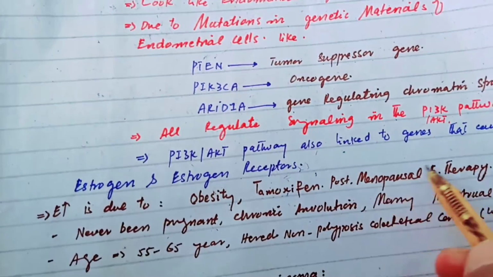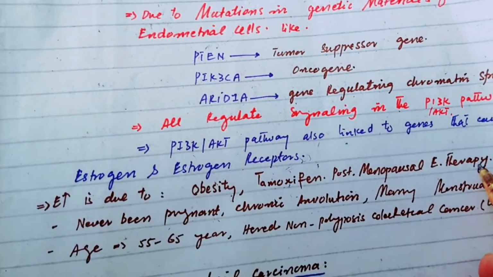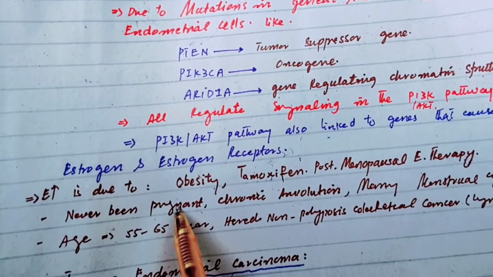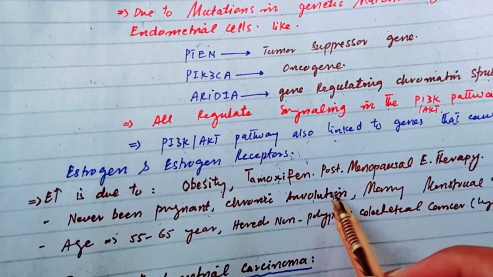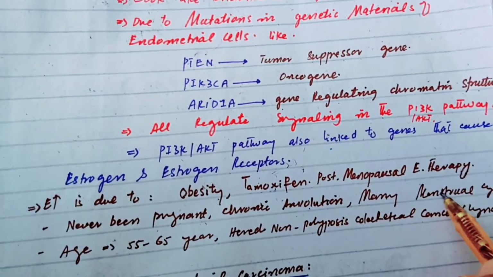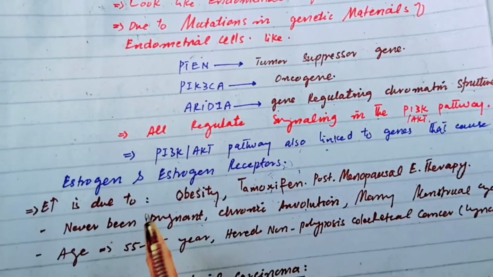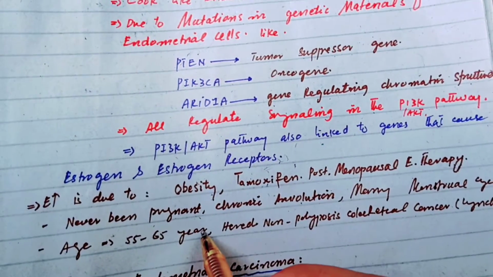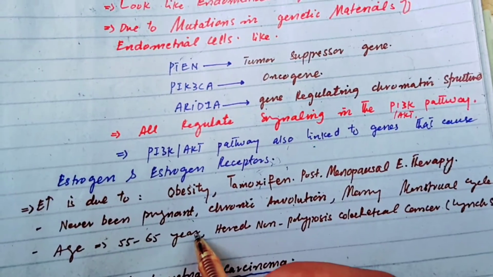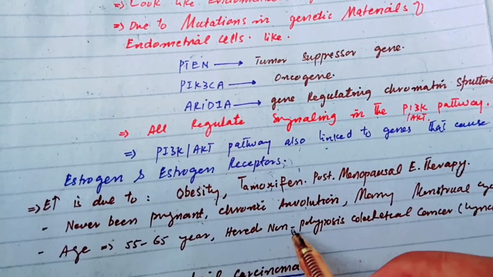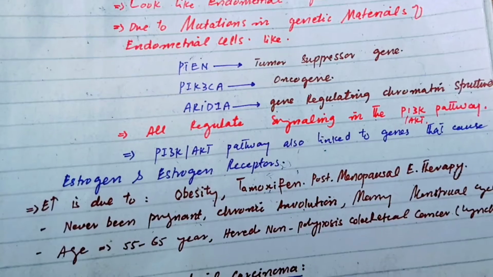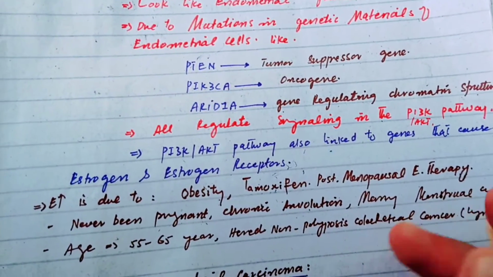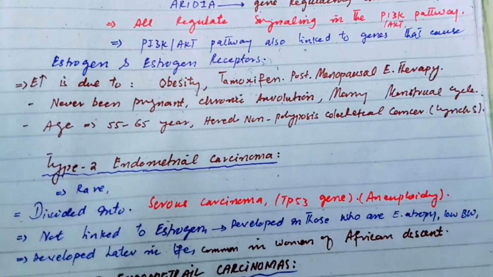The other is post-menopausal estrogen therapy. And the other is when a female has never been pregnant in her life, and chronic anovulation. The other is the menstrual cycle. And the age of presentation of endometrial carcinoma is 55 to 65 years. And there is another condition which is called hereditary non-polyposis colorectal carcinoma. This can also cause carcinoma of the endometrium along with carcinoma of the colon.